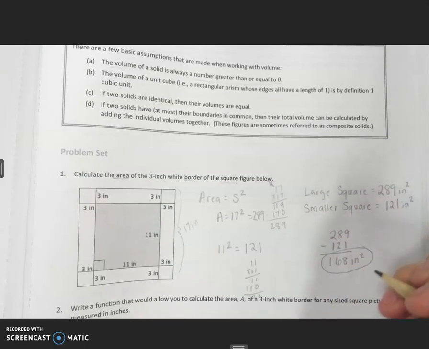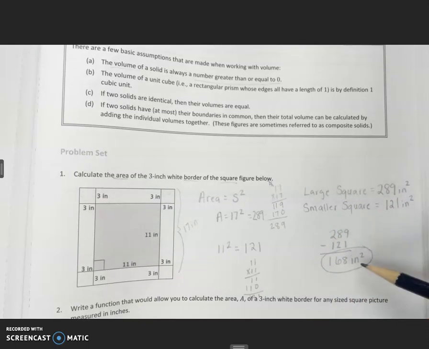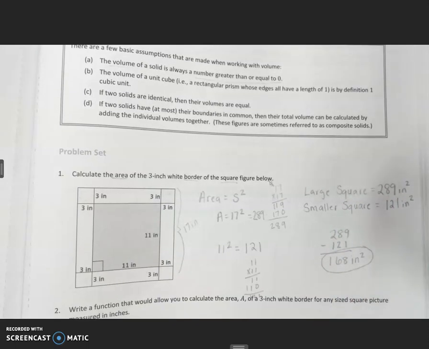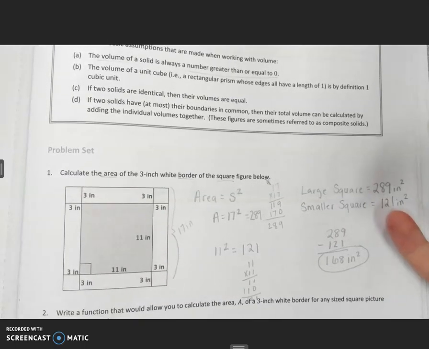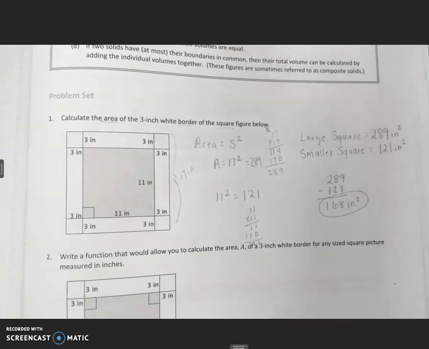You guys, this is real life stuff. If you're remodeling, if you're trying to figure out the area so that you can buy new flooring, a lot of times in house projects, you have to know this kind of stuff. So really cool stuff, because I'm telling you, it's real life.